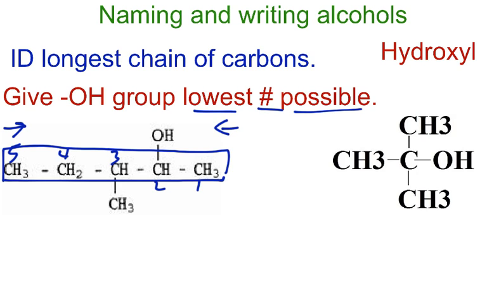So we have 5 carbons. That will be pentane normally, but we'll drop the E and add OL, so that will be pentanol. Now we have to indicate what position the OH group is on. Since it's on carbon number 2, that's going to be 2-pentanol.